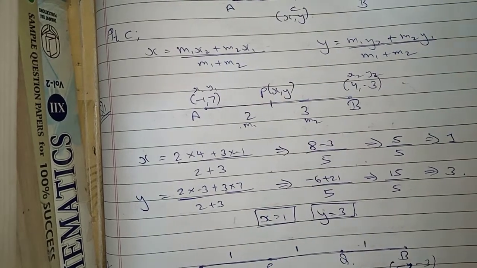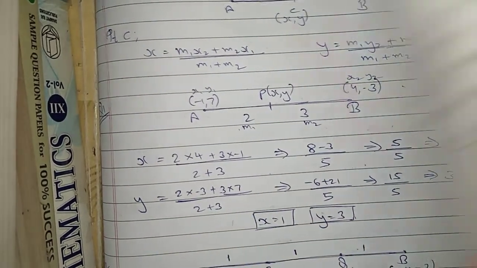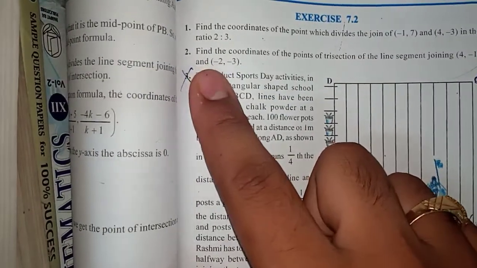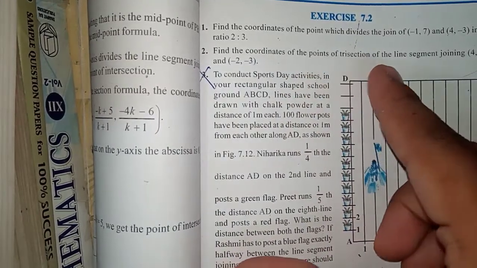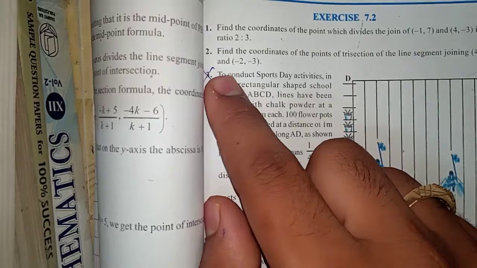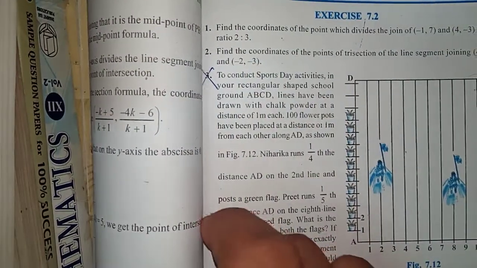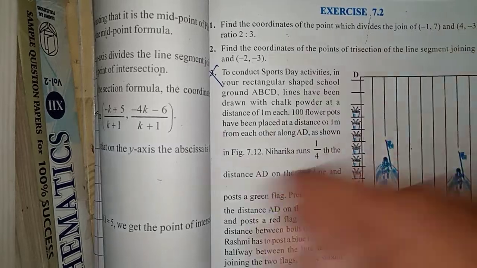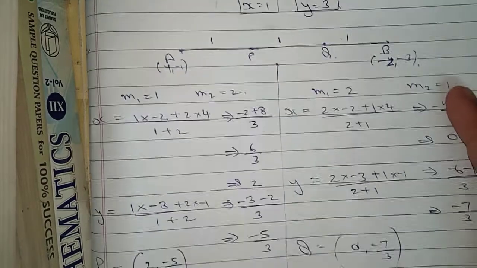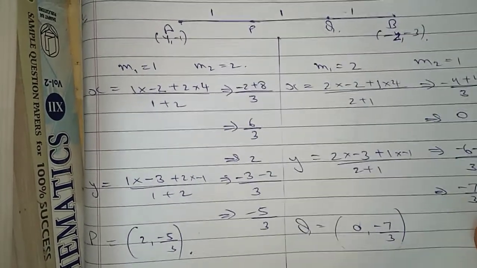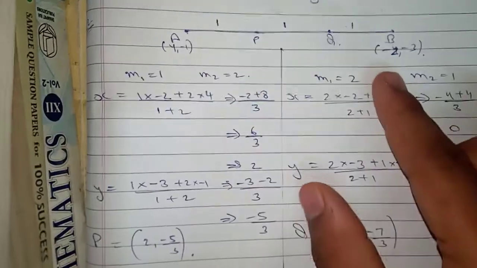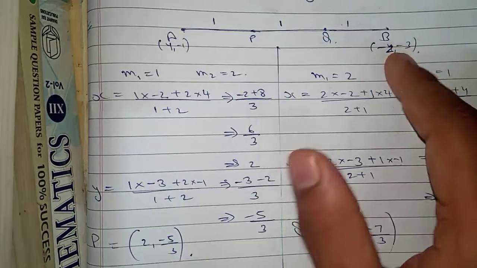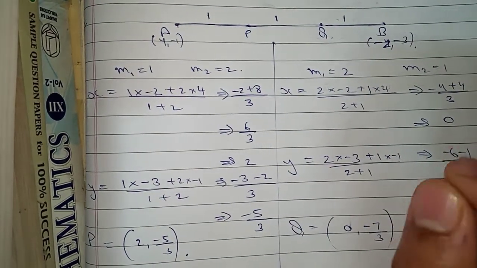I think this question is clear for all the students. Now we move forward to question number 2. Find the coordinates of the points of trisection of the line segment joining (4, -1) and (-2, -3). It means a line is given whose coordinates are (4, -1). Now I will set the question here, then I will start. (4, -1) is given and (-2, -3) is given.